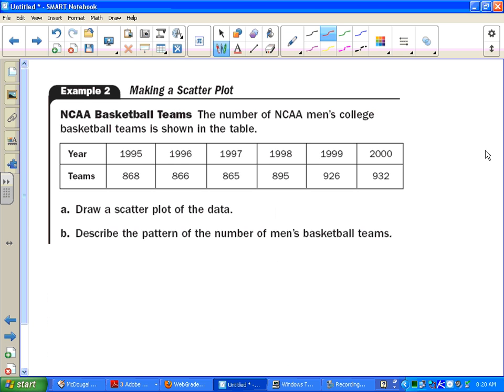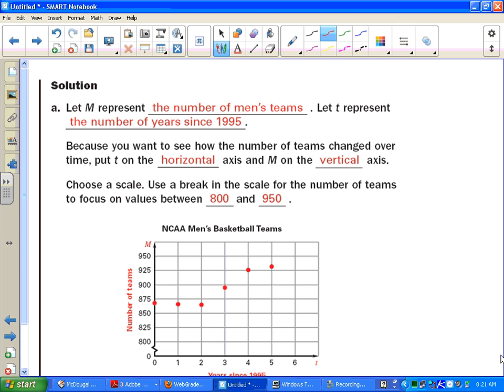Okay, and then example number two is NCAA basketball teams. It says since 1995, and they show 96, 7, 8, 9, and 2000, how many basketball teams they have. They tell you to draw a scatter plot of the data and then describe the pattern of the number of men's basketball teams. Again, I noticed a lot of you guys were drawing scatter plots off to the side. That's great. Not really sure why they drew the scatter plot for you.